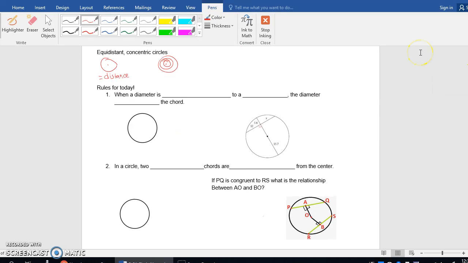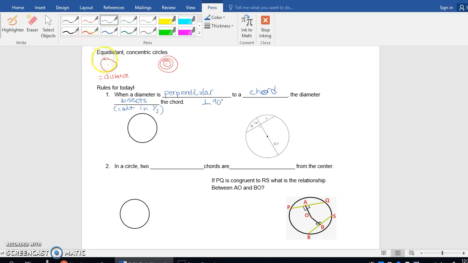The first rule states that when a diameter is perpendicular to a chord, that diameter bisects that chord. Bisects just means cut in half. And perpendicular makes a 90-degree angle.